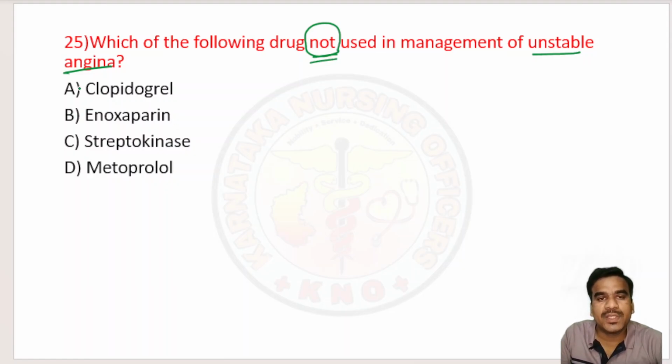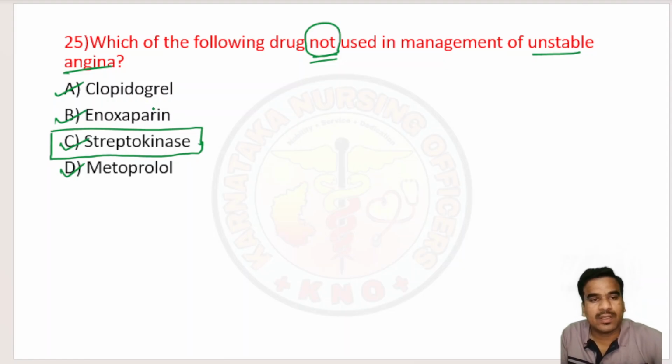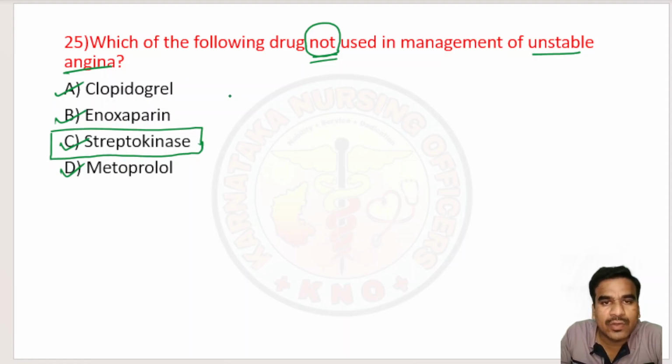Option A, clopidogrel, enoxaparin, then streptokinase, and metoprolol. So the answer is streptokinase. I will tell you how. We are not using streptokinase in unstable angina because it leads to bleeding. The dual therapy used in unstable angina is clopidogrel and enoxaparin.